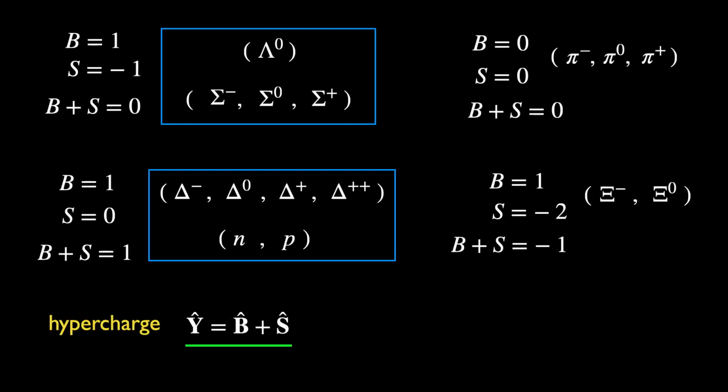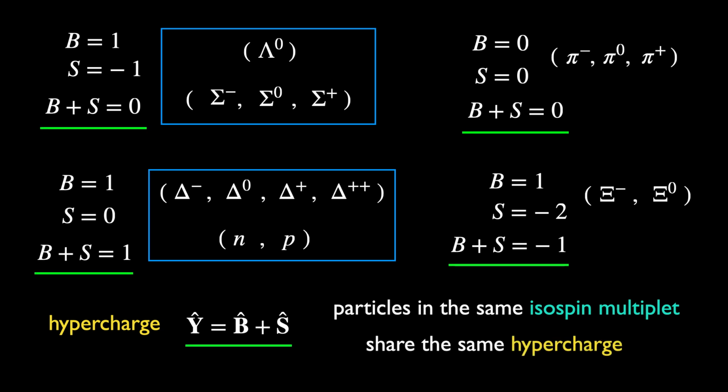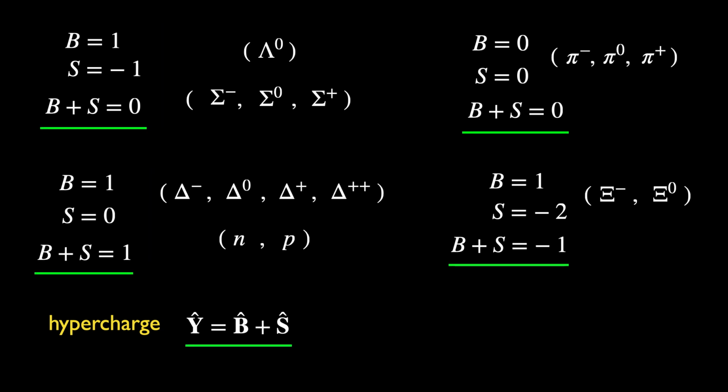As we've mentioned earlier, the particles in the same isospin multiplet share the same Baryon number and strangeness, and so the hypercharge too. This implies that the hypercharge commutes with all the isospin generators. This results from the fact that the generators can only move states around within the multiplet and never out of it.